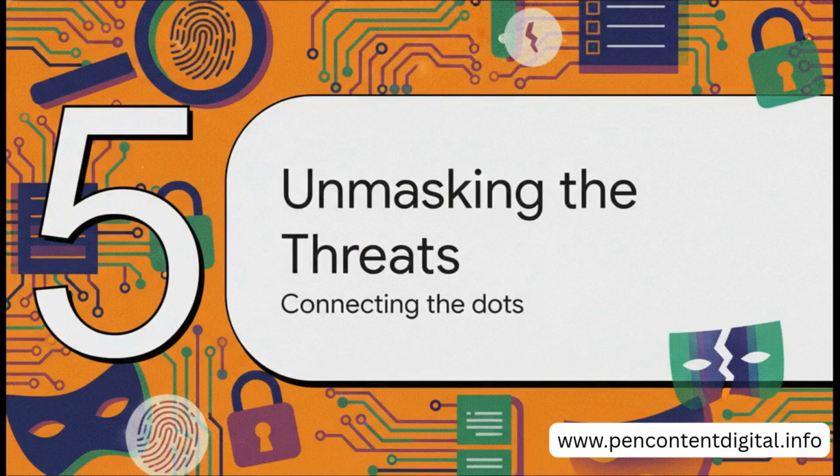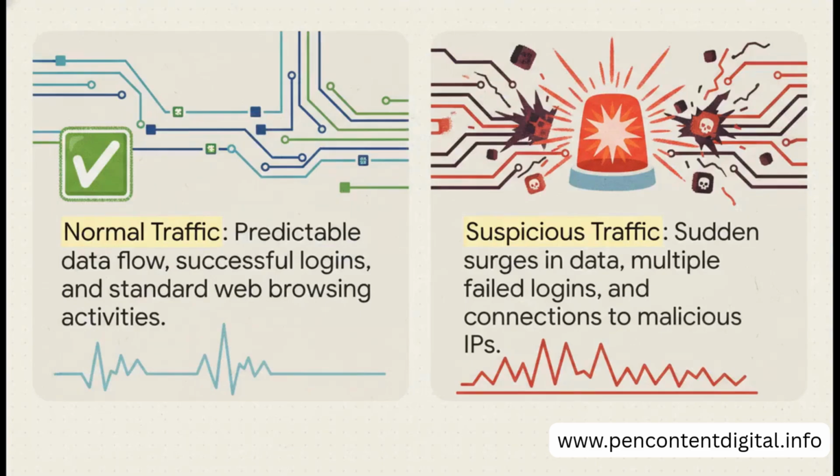Okay, we've gathered the evidence. We've analyzed the clues. Now it's time for the big reveal. Let's start connecting these digital fingerprints to actual, specific threats and finally unmask what's been going on here. So look, on one side you have what a normal, healthy network looks like. Predictable, boring, standard stuff. But on the other side, well, that's our crime scene.